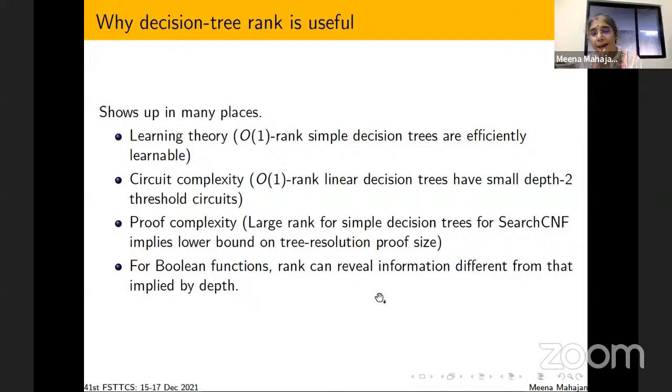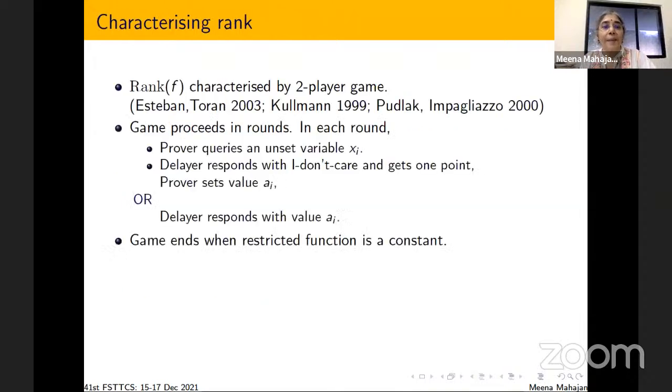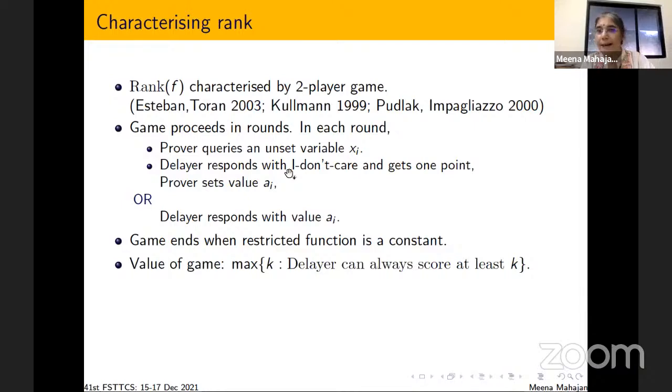So for Boolean functions, rank can reveal information. When we are looking at the rank of a decision tree, it can reveal information which is not implied by the more standard measure, which is depth of a decision tree. And in particular, there is this very nice prover-delayer game, which completely characterizes the rank of a function. In fact, this comes about from the proof complexity literature, and it's kind of implicit when you string together constructions in these 3 papers. You set up a game between 2 players. The prover queries some unset variable, and the delayer can either say, I don't care, you choose whatever value, and then the delayer gets 1 point, or the delayer gives the value of that variable, and then the delayer does not get any points. And the game ends when enough variables have been queried and their values set so that on the restriction, the function is a constant.